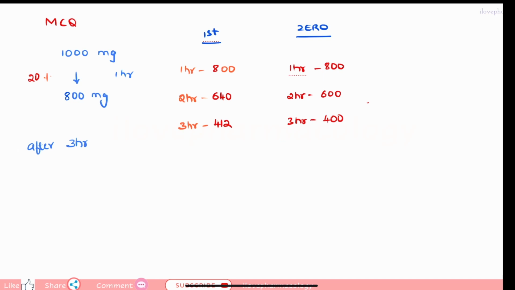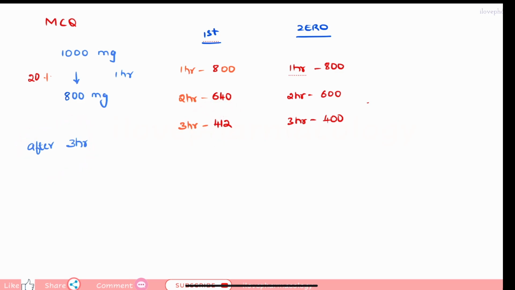You need to remember, in 1 hour it becomes 800 milligram. In 2 hours, 20% of 800 will be removed and the remaining will be 640. Again from 640, 20% of the drug will be removed, and after 3 hours it will be 512. This is about first order kinetics. So if you have to choose the answer for such MCQs which follow first order kinetics after 3 hours, the answer will be 512.